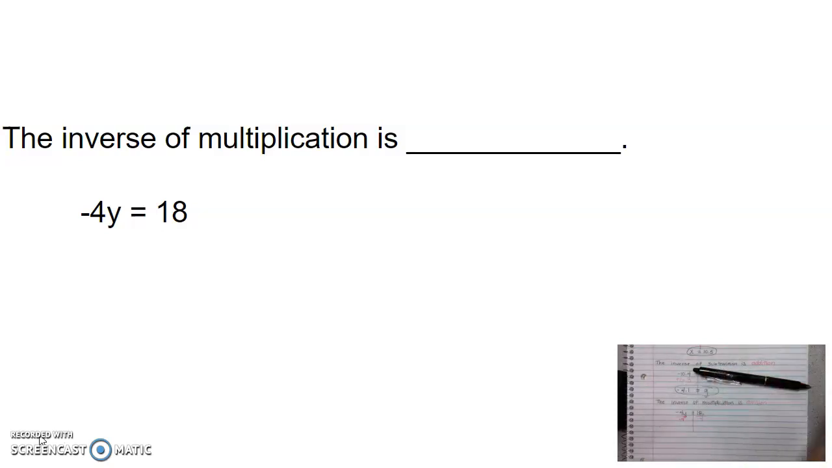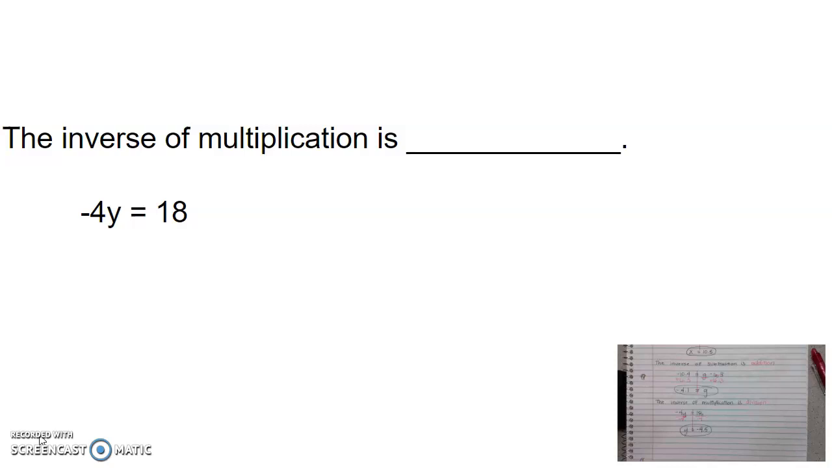Negative 4 divided by negative 4 will just be a 1. So y is now all by itself, 1y. And 18 divided by negative 4 is going to be negative 4.5. And since now my y is all alone, I am finished. I can circle my answer and go to the next one.